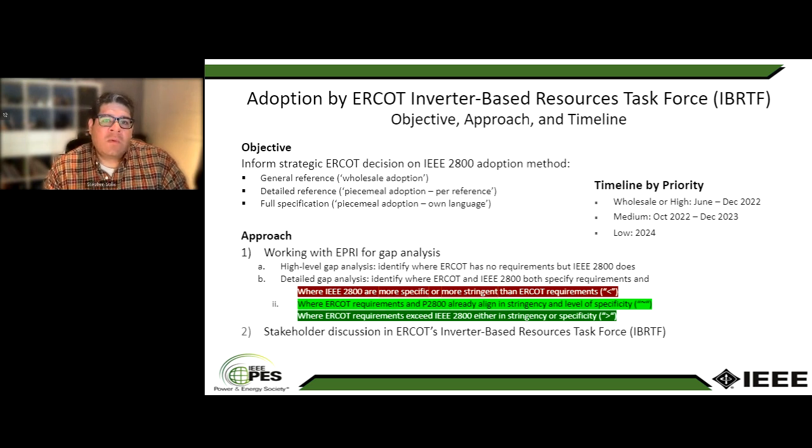With the increasing level of penetration of inverter-based resources that we are forecasting in the next 2 to 3 years, we really see some urgency in trying to get at least part, if not all, of 2800 adopted into our ERCOT regional rules. So whether we do wholesale or prioritize, we're going to try to get a first wave done within 2022, and then, if we end up going piecemeal, have the medium priority items done in 2023, and then the lower priority in 2024, based on the feedback that we get from the task force.